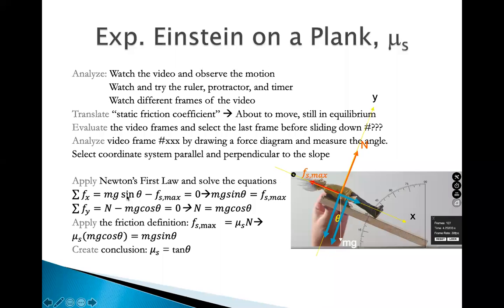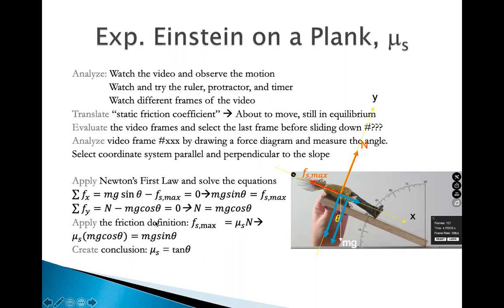After that, we analyze this frame. Because Einstein is in equilibrium, he's at rest, so we apply Newton's first law. Along the x direction, the sum of all forces equals 0. Along the y direction, the sum of all forces equals 0.